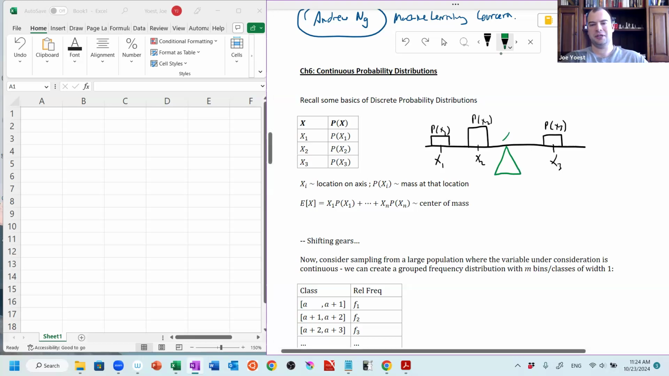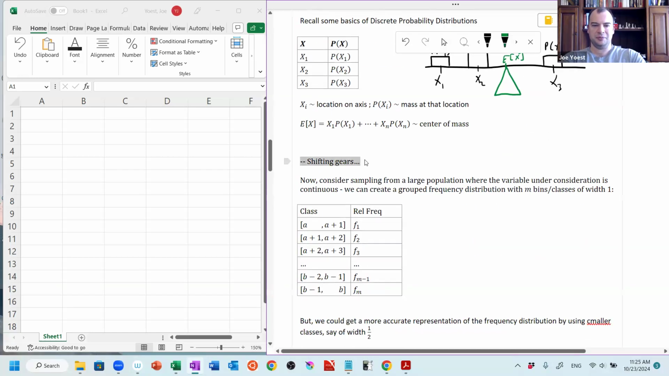I think that's what they often call it in physics, but we don't really want to call it that because we have X bar already meaning something. It means the sample mean. But this is the expected value of X. This location here, where if I put a fulcrum there, things would balance. It is crucially important that the sum of the probabilities is 1, because otherwise we'd have to divide by the sum of the probabilities here to get a weighted average.